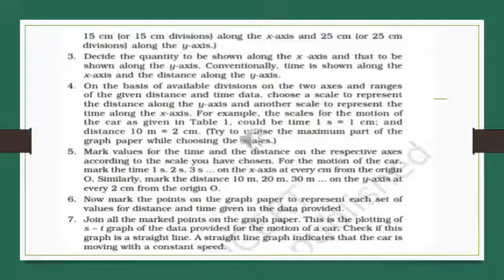This is the plotting of the S-T graph of the data provided for the motion of the car. Check if the graph is a straight line, because a straight line graph indicates that the car is in uniform motion, that is, speed is constant if the graph is a straight line. So from this you can conclude what is the uniform motion and what is the speed of the car. So just check and go through this.